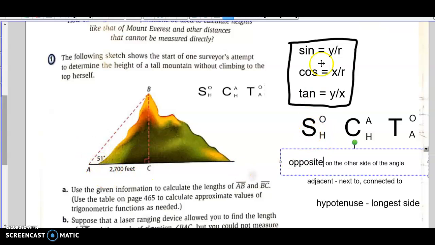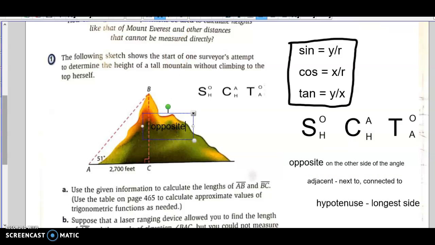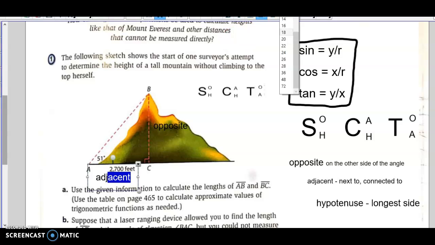So I remember that sine, instead of being y over r, is actually our opposite side. Instead of y going up and down, we're going to call this our opposite side. And then our next one, adjacent, next to, connected to. This side, AC, is connected to this 51 degrees. So let's label it up. Adjacent. Eventually we're just going to abbreviate these and write just O and A, so let's make them small. That's our opposite side right there.